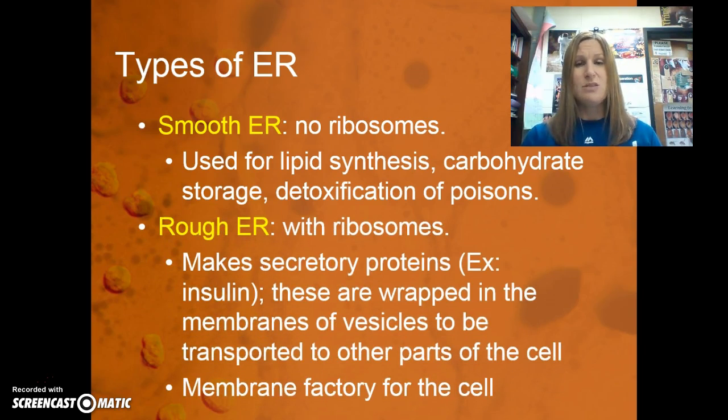Rough ER has ribosomes, hence the term rough, because it has that studded appearance; it's going to be caked with those ribosomes. Rough ER makes what we call secretory proteins, for example insulin. These are wrapped in the membranes of vesicles, and they can be transported to other parts of the cell or out of the cell as well. The rough ER is also the membrane factory for the cell. What does that mean? It produces the membrane for that endomembrane system, and then that membrane becomes part of the endoplasmic reticulum. So it helps regenerate itself, so to speak.